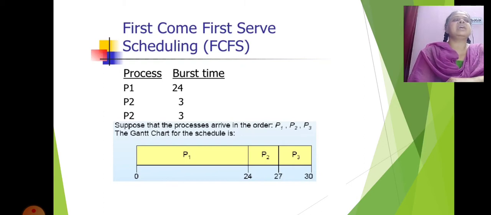When a process enters the ready queue, its PCB is linked onto the tail of the queue. When the CPU is free, it is allocated to the process at the head of the queue. The running process is then removed from the queue. The code for FCFS scheduling is simple to write and understand. But on the negative side, the average waiting time under the FCFS policy is often quite long.